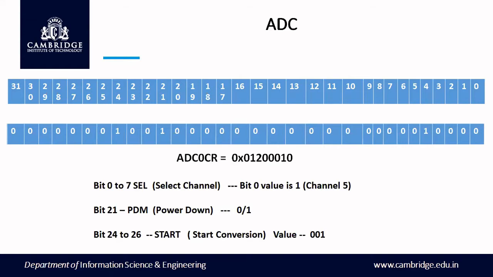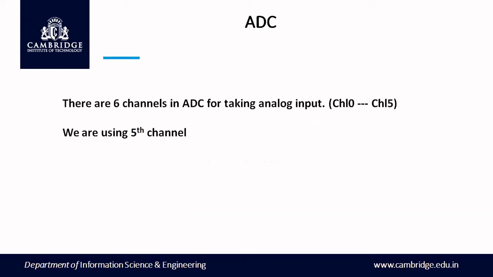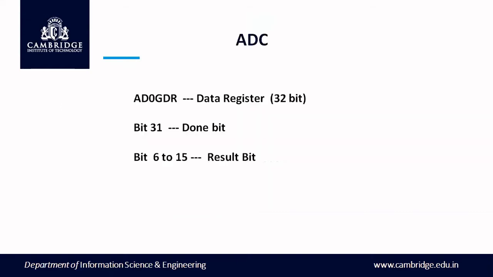So this is one register we discussed. Same way, as I told, there are 6 channels in the ADC for taking your analog input, channel 0 to channel 5. In that, the 5th channel we have used, that is bit position 4. So at that position you have to place 1. Same way we have another register called AD0GDR. It's a data register, again 32-bit.